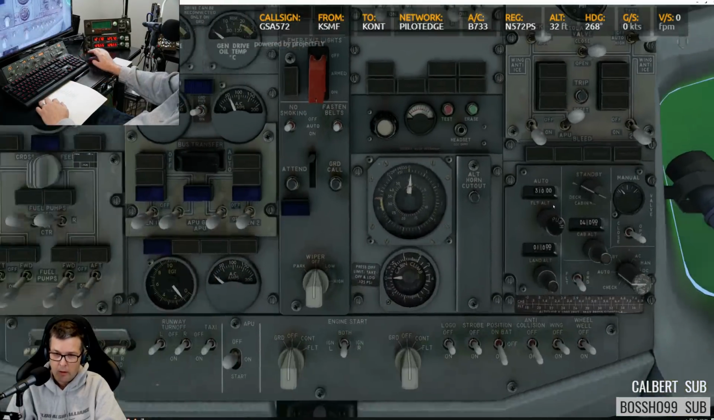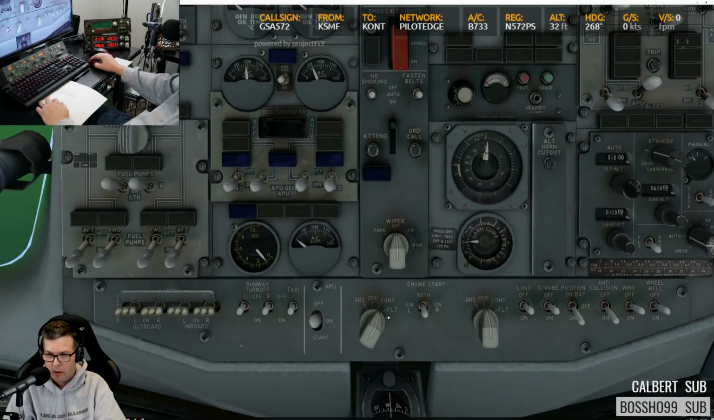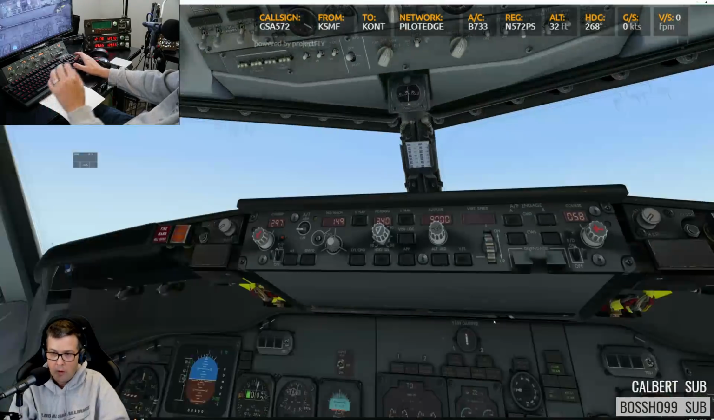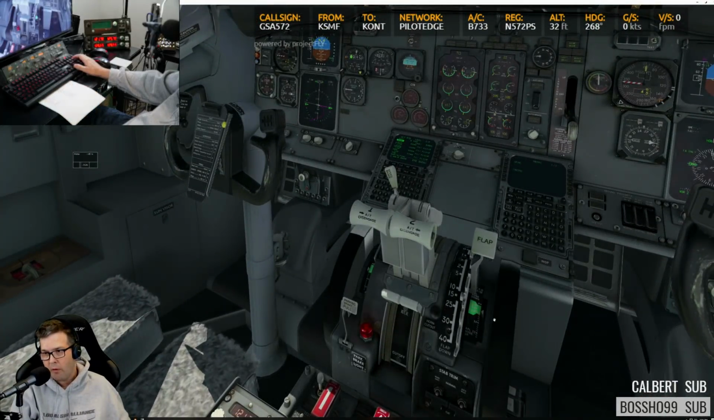Glacier Ground, Alaska 1066, aircraft to Portland. Let's set the flaps. Flaps 5.